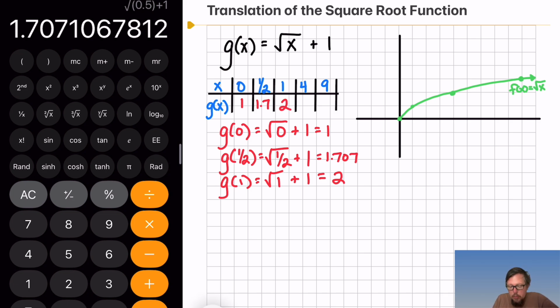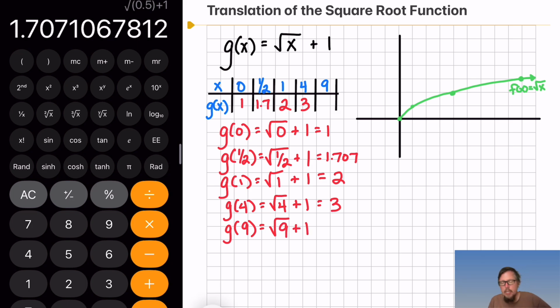Next is 4, so we'll do g of 4, and that is the square root of 4 plus 1. Square root of 4 is 2. 2 plus 1 is 3, so our next point is going to be 4, 3. And then finally, the last point in our table is going to come from our x value of 9. So g of 9 equals square root 9 plus 1. The square root of 9 is 3, and 3 plus 1 is 4. So that's going to be our last point, 9, 4.